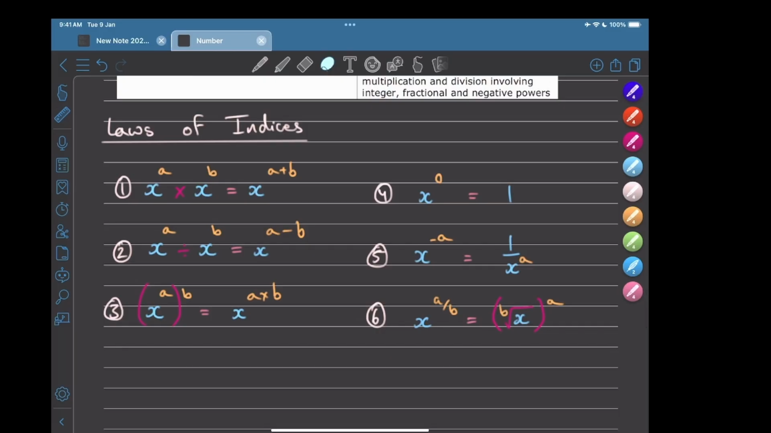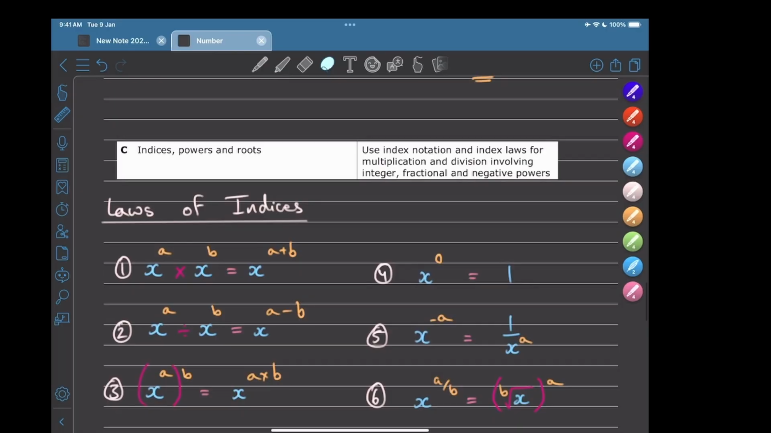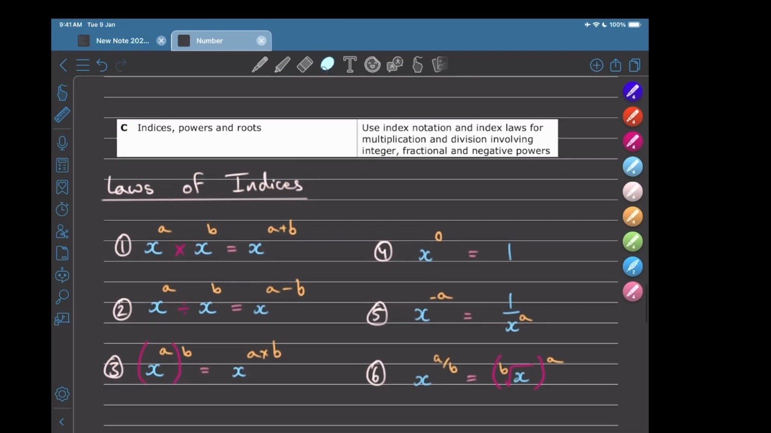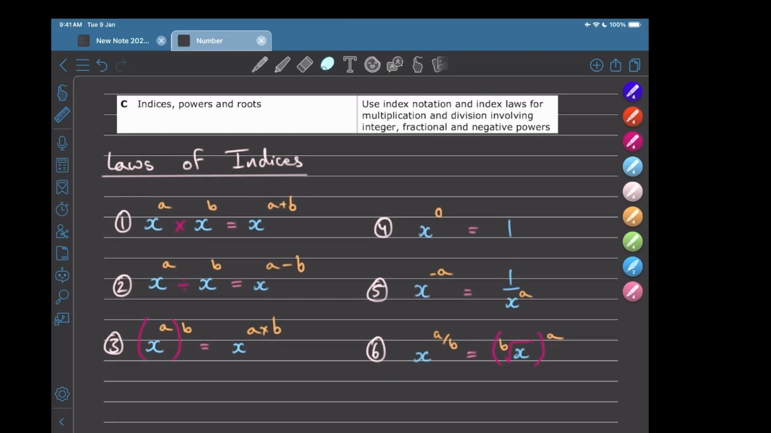Okay, so now we are going to discuss the laws of indices. The laws of indices consist of index notation, and index laws for multiplication and division involving integer, fractional and negative powers. We will discuss all of it right now. I've color coded it in a very nice way. All the operations are in the dark pink, I don't know, purple, pink, whatever you want to call it.